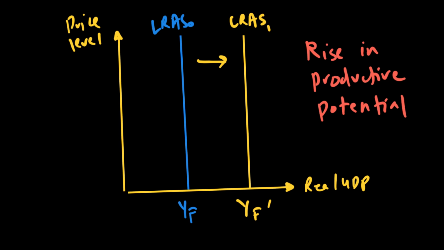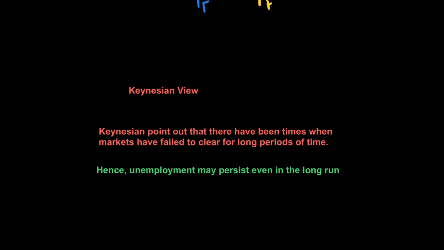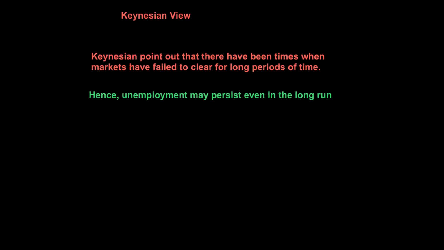According to the Keynesian view, there is a slight disagreement. So let's talk about the Keynesian view. Keynesians point out that there is a possibility that the markets may not clear for long periods of time, which means markets may not come to equilibrium for long periods of time. And if this happens, there could also be unemployment that exists even in the long run. So the first disagreement we want to talk about is that according to the Keynesians, there will be unemployment even in the long run, and that's why their LRAS looks something like this. So if I draw the Keynesian view of the LRAS, it looks like this.